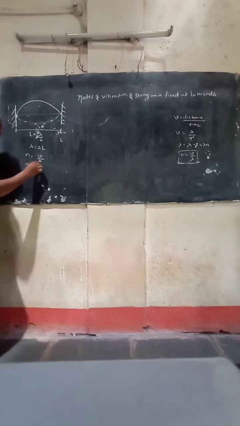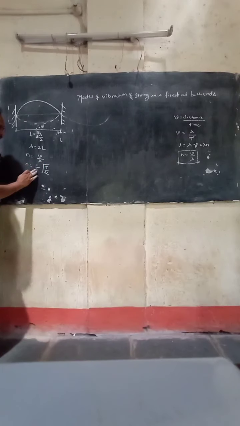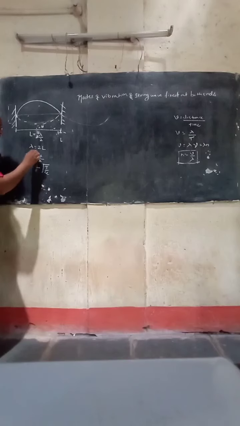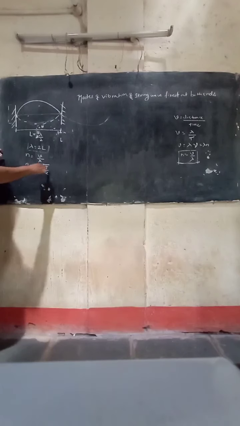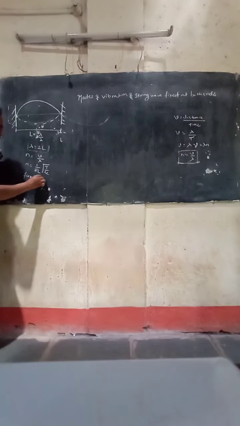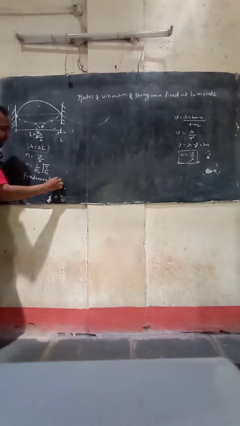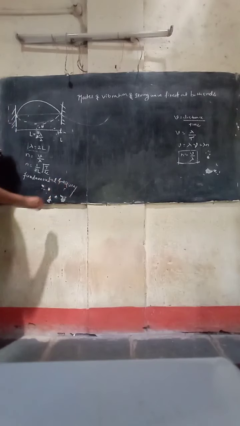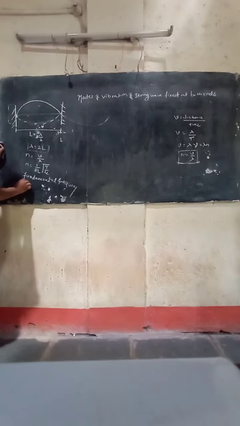So velocity we have seen, that is root of T by mu. And in place of lambda, we can write 2L. So frequency is 1 upon 2L root of T by mu. This is called fundamental frequency, or zeroth overtone.